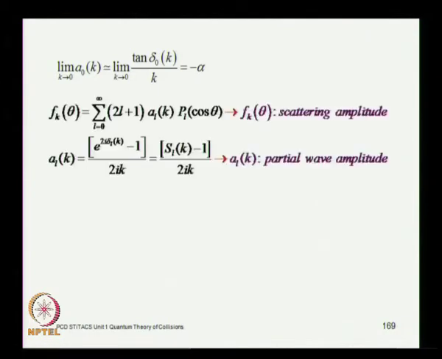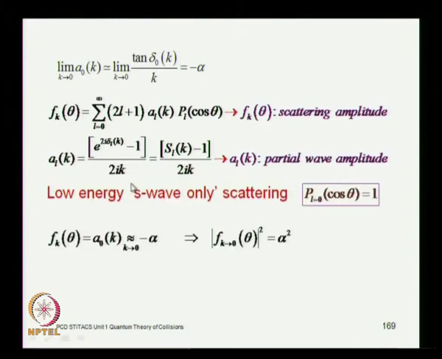Now, once you have the partial wave amplitude, you can get the scattering amplitude. And what is the scattering amplitude? If L equal to 0 alone is contributing, then 2L plus 1 is equal to 1. A_L of k emerges in terms of the scattering length. P_L of cos theta for L equal to 0 is just equal to 1. So, essentially you get the scattering amplitude equal to the partial wave amplitude, which is equal to the scattering length with a minus sign, but you are anyway interested in the square of this. So, that gives you alpha square, and this of course is the differential cross section d sigma by d omega.